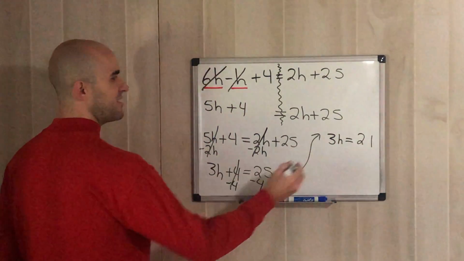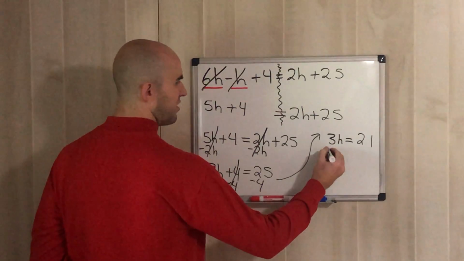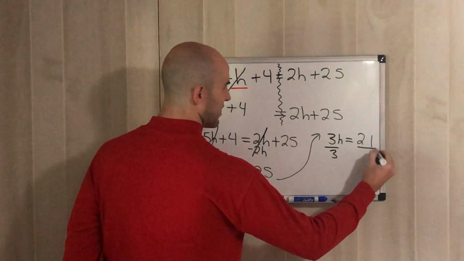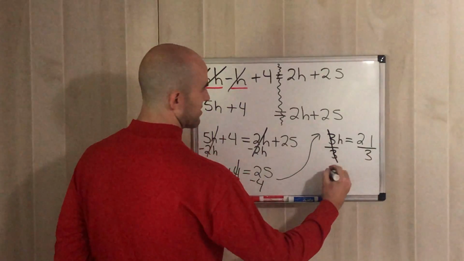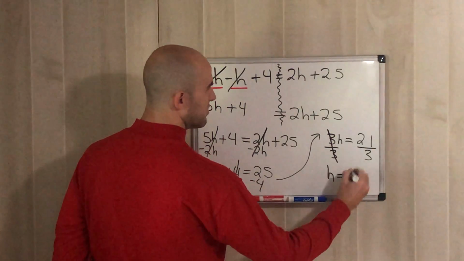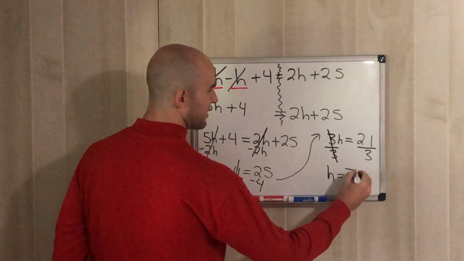And now to get h by itself, again, the opposite of multiplication is division. Divide that by 3. The 3's cancel out. We're left with h equals 21 divided by 3, which gives us 7.